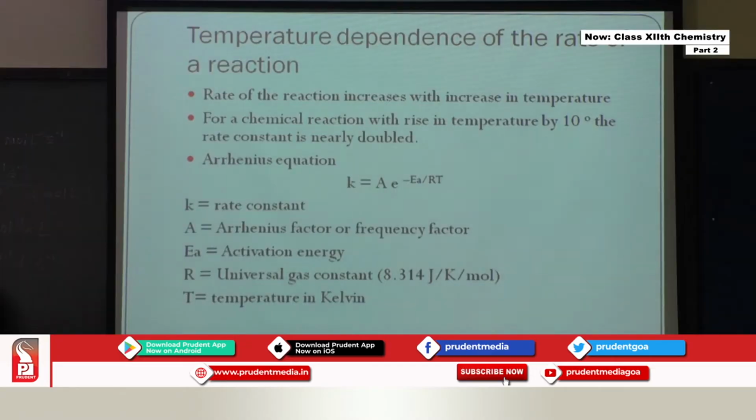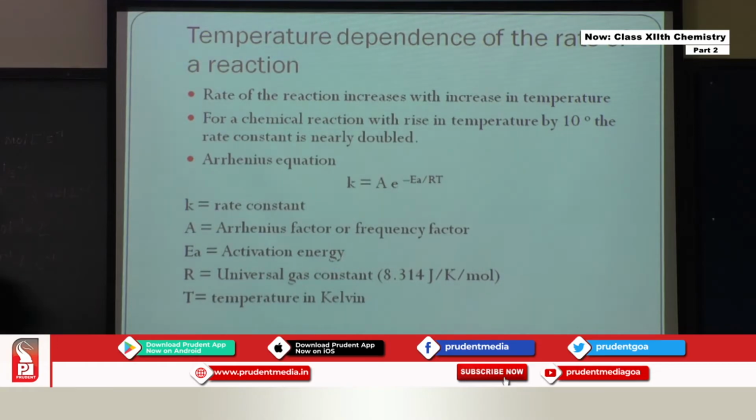Here in this chapter we are interested in how fast you can attain equilibrium, alright. So temperature helps to attain the equilibrium faster. Increasing the temperature increases the rate of the reaction. Now for a chemical reaction, this is noted that with rise in 10 degrees, the rate constant nearly doubles, alright. So you need to understand that every time temperature increases, the rate of the reaction increases, the reaction becomes faster.